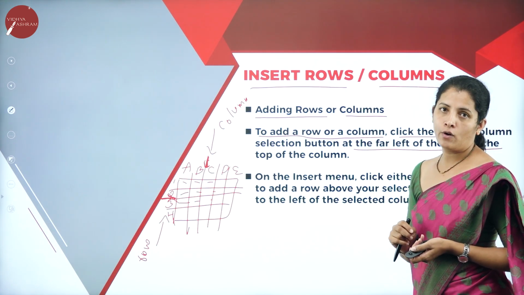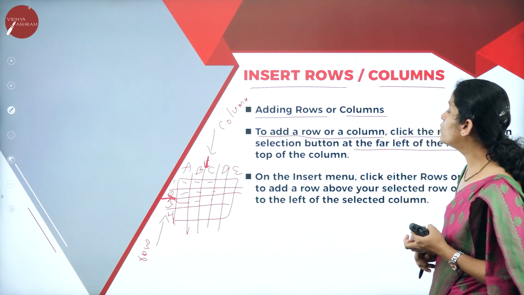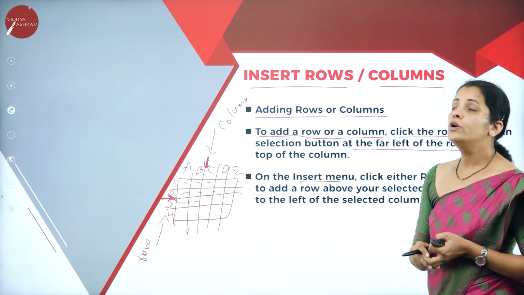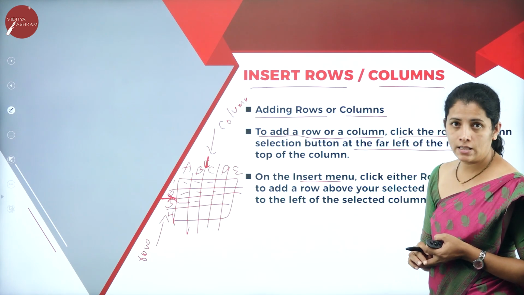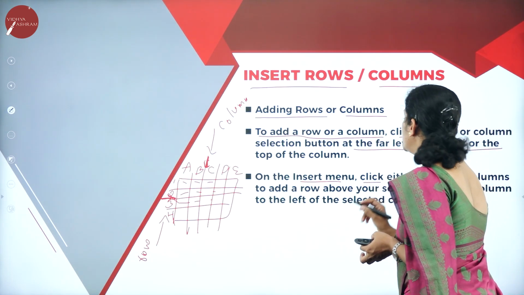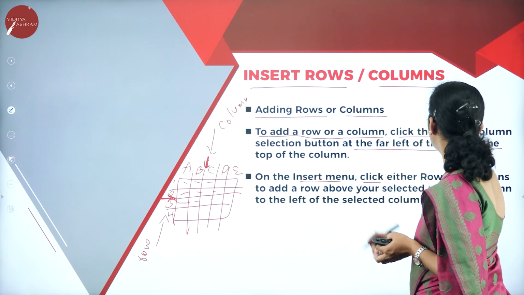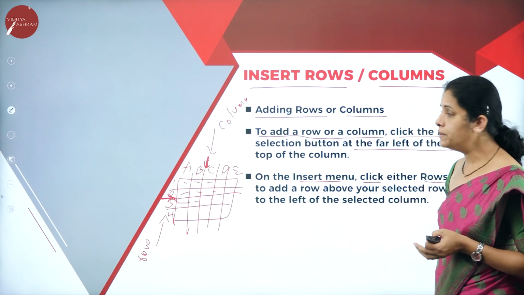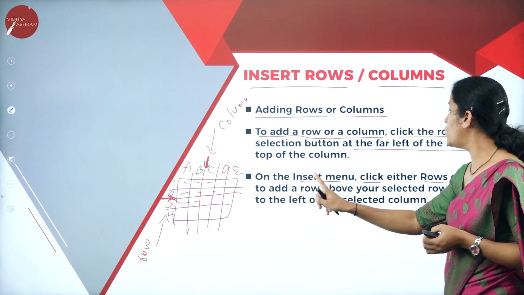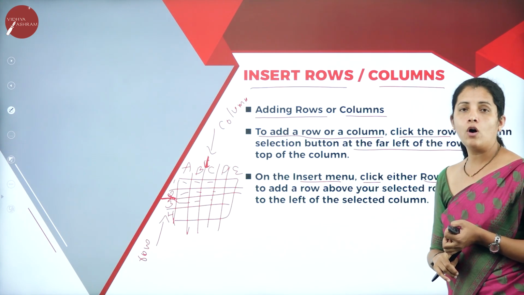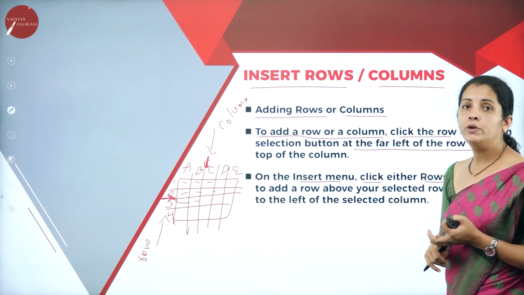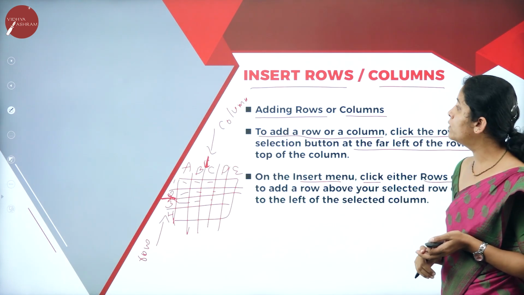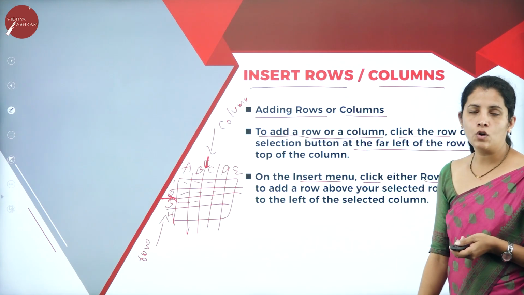And suppose you are going to take the help of the insert menu, then go to the insert menu. There you're going to have the option called rows and columns. That means you can add a row above your selected row or add a column next to your selected column. This is the other way you can add rows and columns.